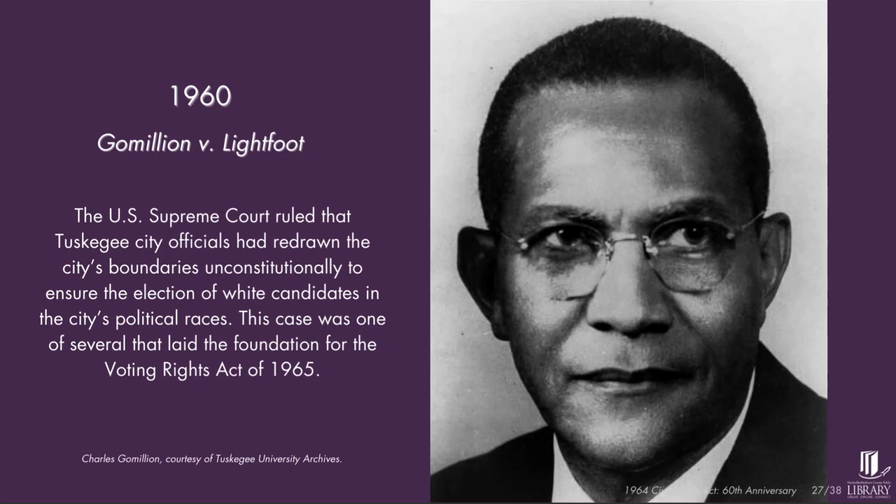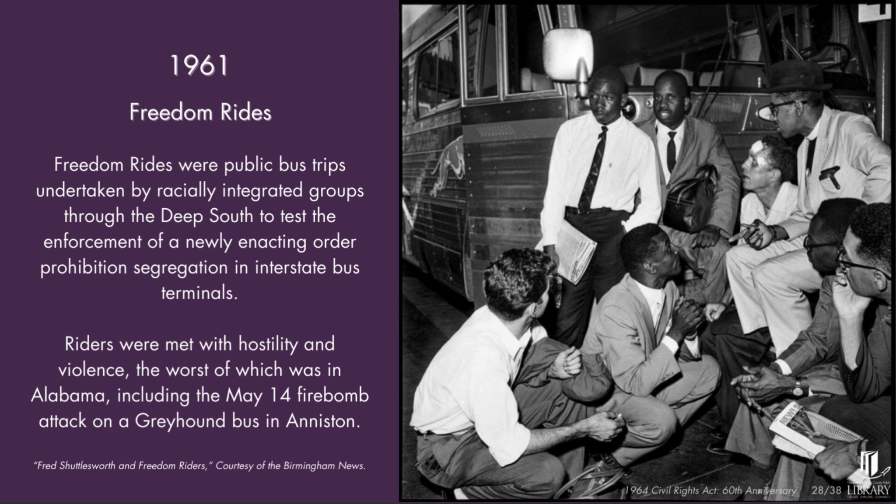In 1960, the U.S. Supreme Court ruled that Tuskegee city officials had redrawn the city boundaries unconstitutionally to ensure the election of white candidates. This was one of several cases that laid the foundation for the Voting Rights Act of 1965. The 1961 Freedom Rides were public bus trips undertaken by racially integrated groups through the Deep South to test the enforcement of newly enacted orders prohibiting segregation in interstate bus terminals.